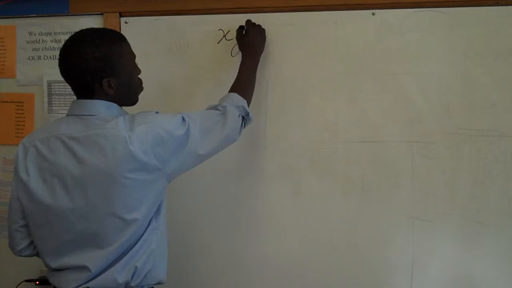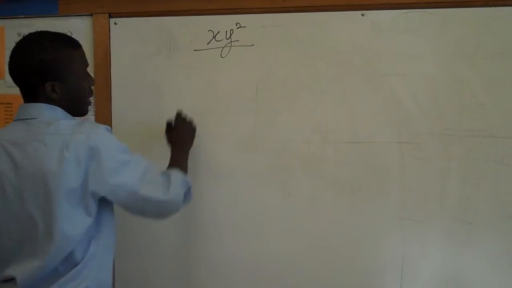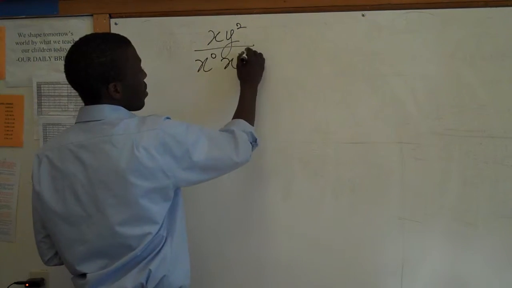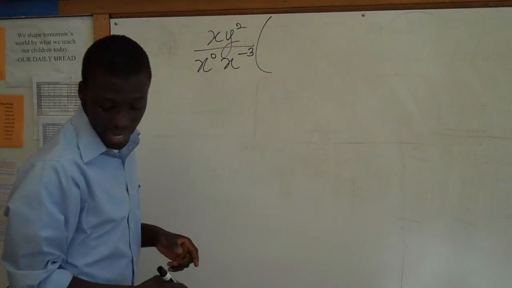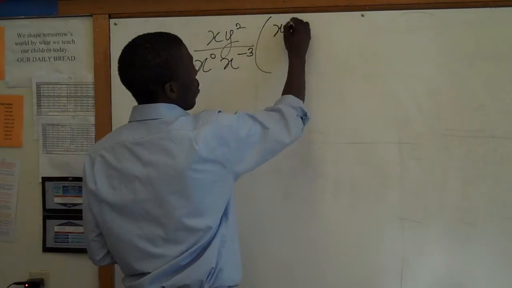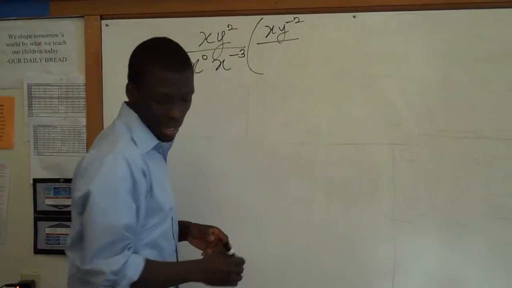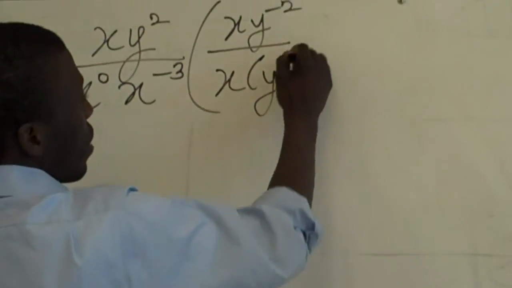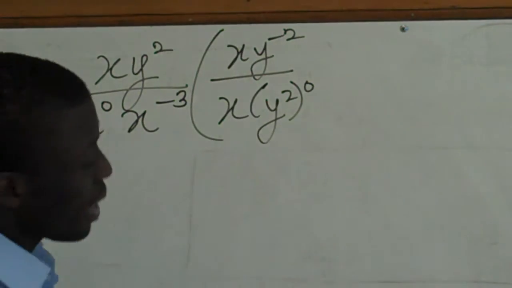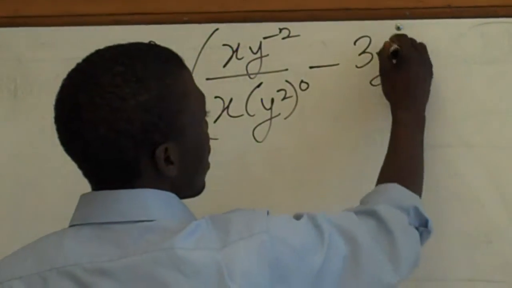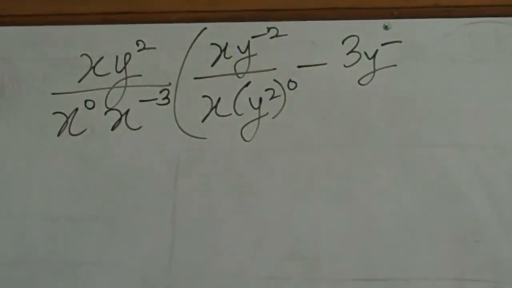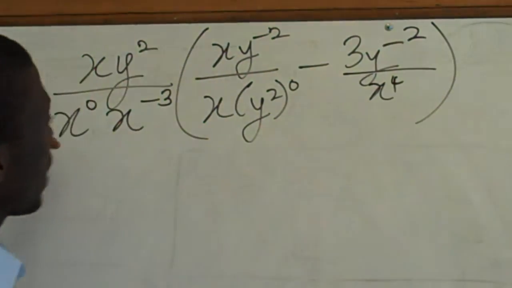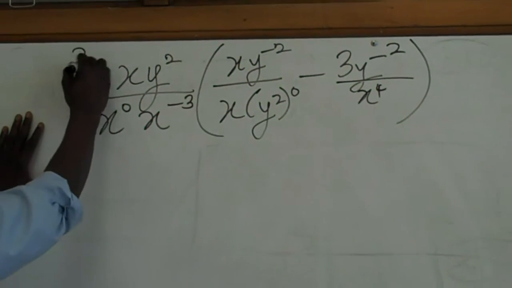x, y squared divided by x to the 0, and then x to the minus 3, and then there's a bracket here, and then x, y to minus 2 divided by x, and then y squared power 0, and then minus 3y to the negative 2 here over x to the 4th. This is what we've been given to work with, okay? This is like number 3.